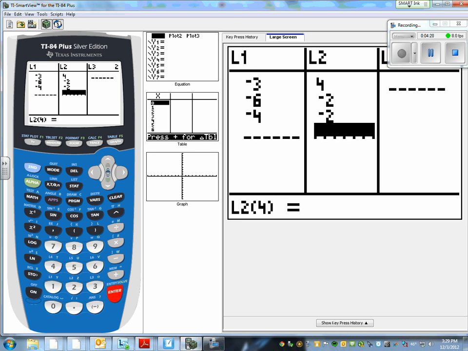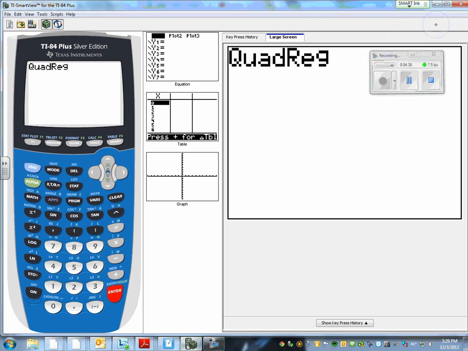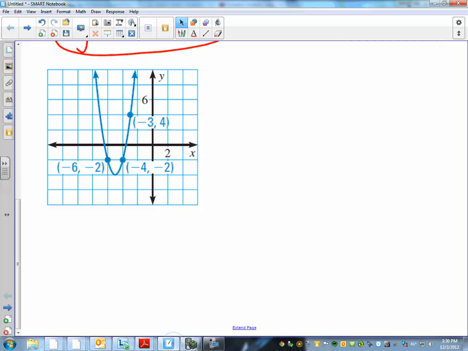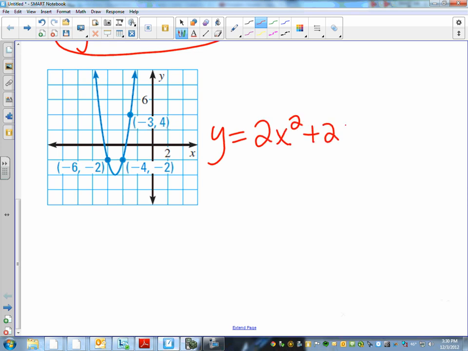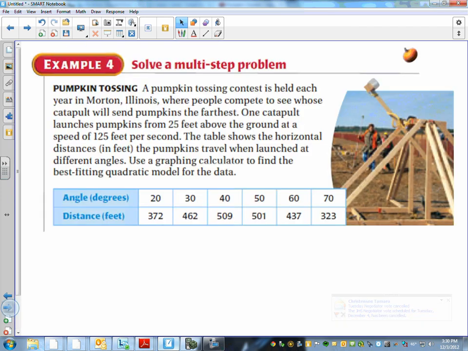I can't remember. Okay. Actually, here's a shortcut. Hit second quit. Go to this screen. The blinking cursor up there. Hit second enter. Because that just spits out what you just put in. And then, there you go. 2, -20, 46. So 2x squared minus 20x plus 46. Easy peasy. Lemon squeezy.